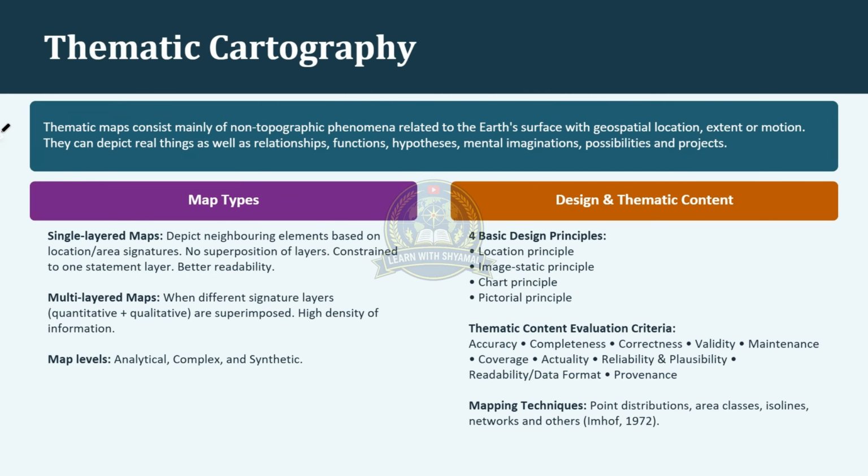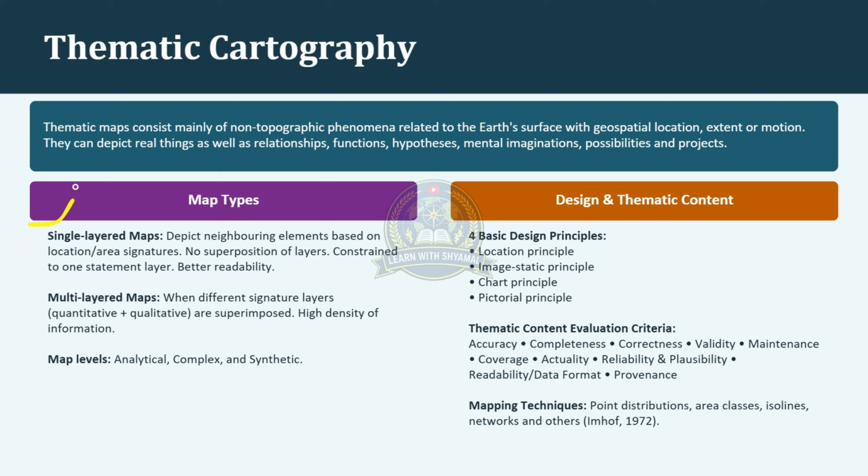Thematic cartography. Thematic maps consist mainly of non-topographic phenomena related to the Earth's surface with geospatial location, extent or motion. They can depict real things as well as relationships, functions, hypotheses, mental imaginations, possibilities and projects. Map types. Single-layered maps depict neighboring elements based on location area signatures. No superposition of layers, constrained to one statement layer, better readability.